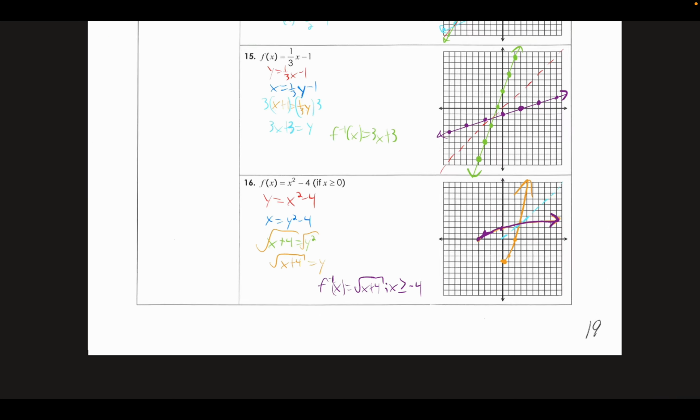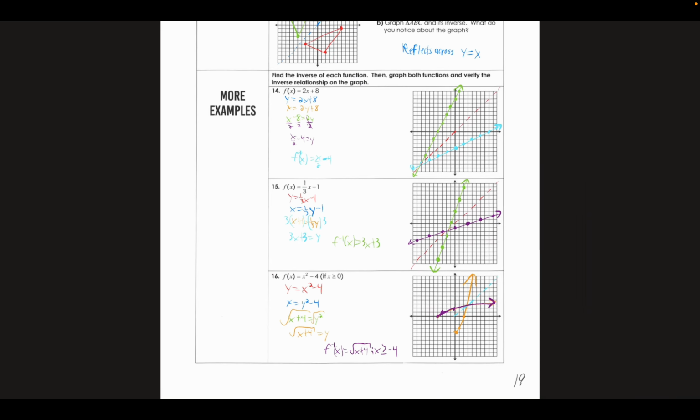So that wraps up our graphing portion, which wraps up our entire section of Section 7, which wraps up our unit of Unit 6 for Algebra 2.